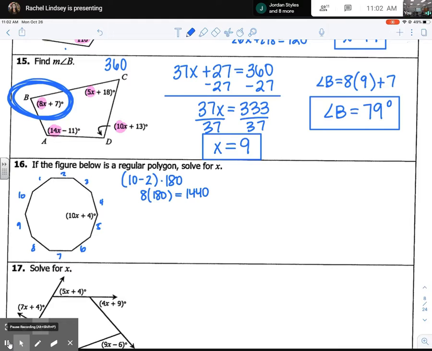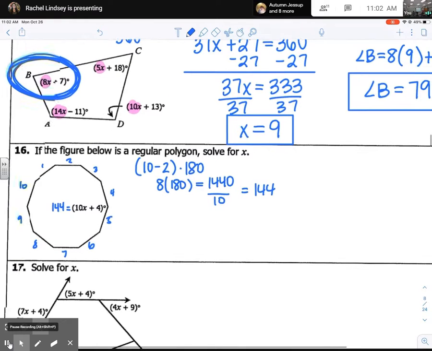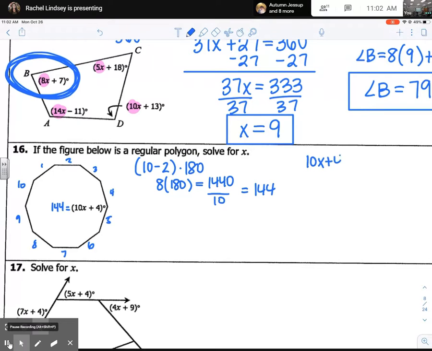If I only know one of them, I need to find the measure for one angle, right? You can multiply or you can divide. I like multiplying. What I would do is take that 1440 and divide it by 10. What's 1440 divided by 10? 144. So each one of those angles equals 144. So what I could do is take that 10x plus 4 equals 144 and solve from there.